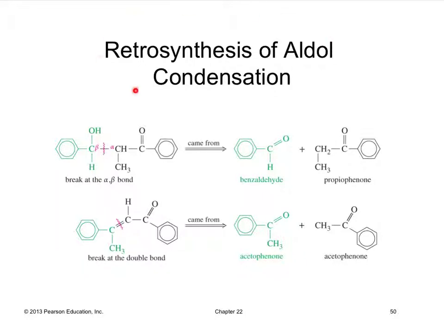So if we look at aldol condensation and we do a retrosynthetic analysis, here's your aldol that exists. This could possibly come from, right, this is your alpha, this is your beta connection. This would be your benzaldehyde, this will be your propionate. Here, in the case when it's unsaturated, again, this is where the connection is made. So this came from acetophenone, and this half came from this acetophenone.